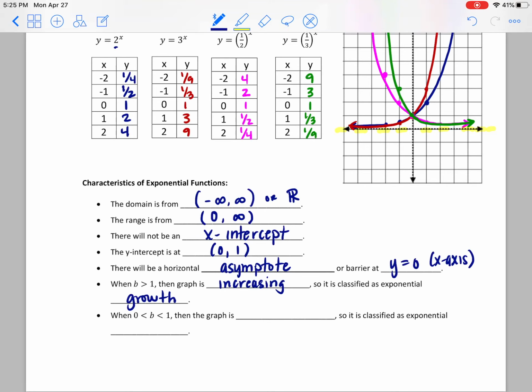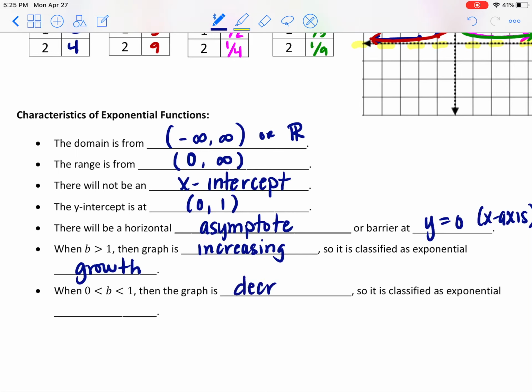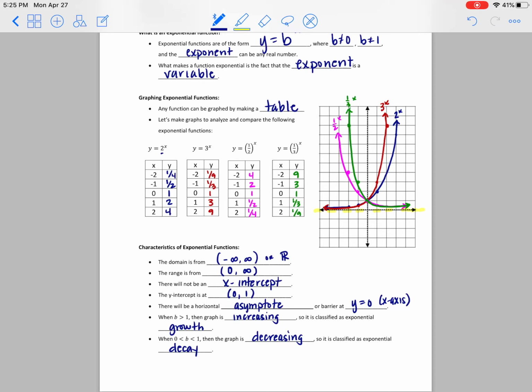And then when that base is some fraction between 0 and 1, anything between 0 and 1, like the 1/2, we saw the numbers get half as big. The 1/3, we saw the numbers get a third as big. If you're dividing your number down, right, if you're cutting it in half or cutting it by a third, then your graph was decreasing. And those that decrease in that fashion we call exponential decay.